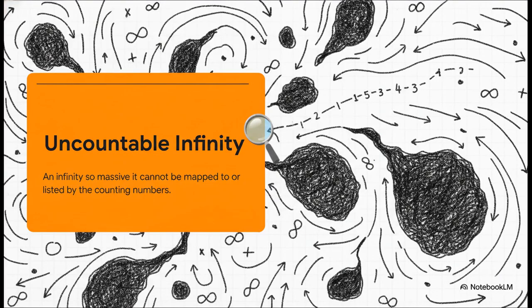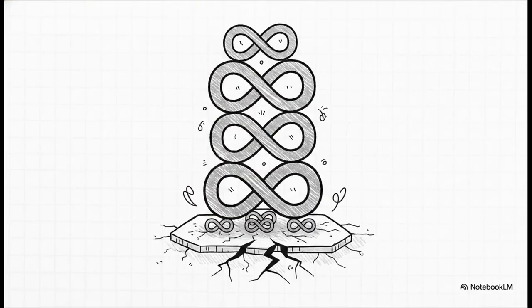Uncountable: an infinity so massive it cannot be mapped to or listed by the counting numbers. This leaves us staring into a vast, empty mathematical void. It is an infinity so overwhelmingly large that it fundamentally cannot be mapped or listed by our standard 1, 2, 3 counting numbers. There are simply too many real numbers to ever label them all. Now this fixes the 0.999 repeating equals 1 worry, reveals an endless tower of infinities, sparks the continuum hypothesis, and was proved independent of standard axioms.